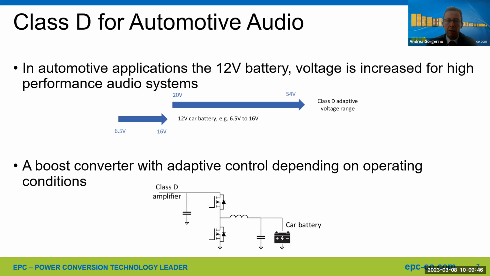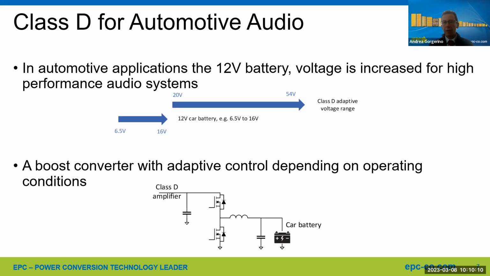So here the idea is you would use a boost converter. You take the car battery input and boost it up to your voltage. The range that I've shown here is between 20 and 50 volts. So that's quite typical. And this allows you, again, to optimize the performance of the application independently from the battery and from the operating condition of the vehicle.